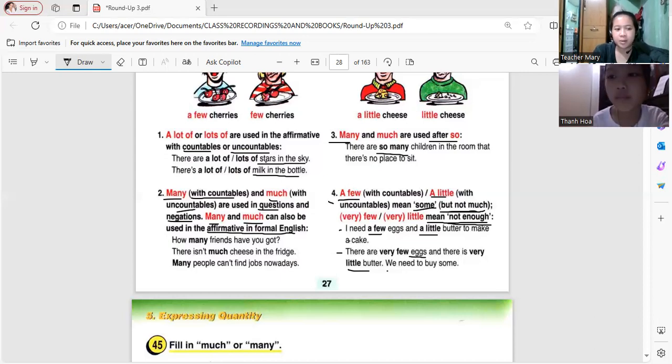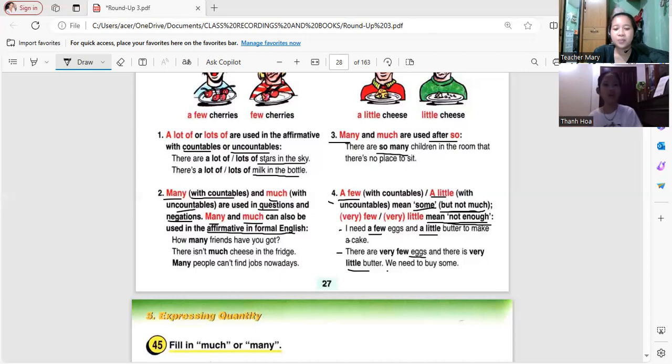Okay, how about this one? There is a very little sugar in the jar. We need to buy more in the grocery store. Okay, very good.